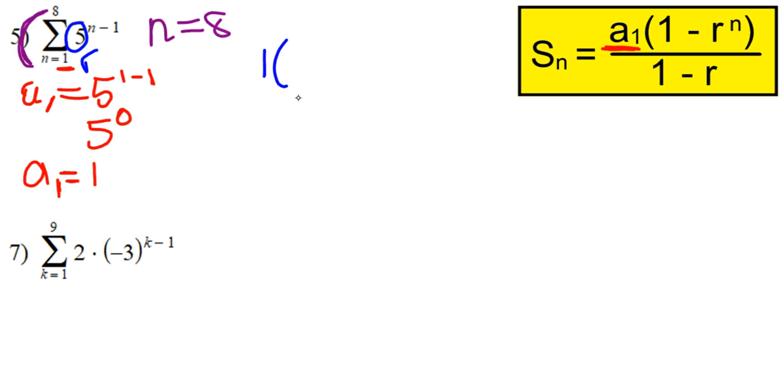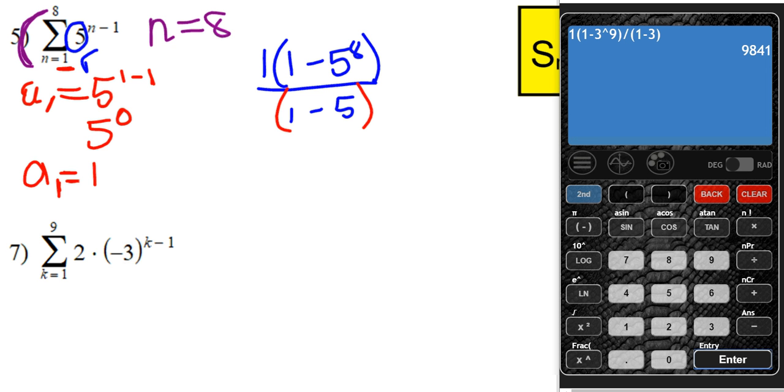A1 is 1 times 1 minus R is 5 to the 8th power over 1 minus 5. Now again, I'm telling you, if you don't put parentheses there, you're going to get it wrong. So 1 times parentheses 1 minus 5 to the 8th power, divided by parentheses 1 minus 5. That gives 97,656.